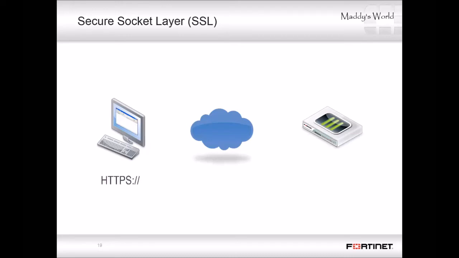You enter the URL of FortiGate into your browser. The browser sends an HTTP hello packet to the web server, which in this case is FortiGate. The server receives the hello and sends back its certificate. The certificate, as we already know, contains the public key of the server. This key will be used by the browser to start encrypting the data.